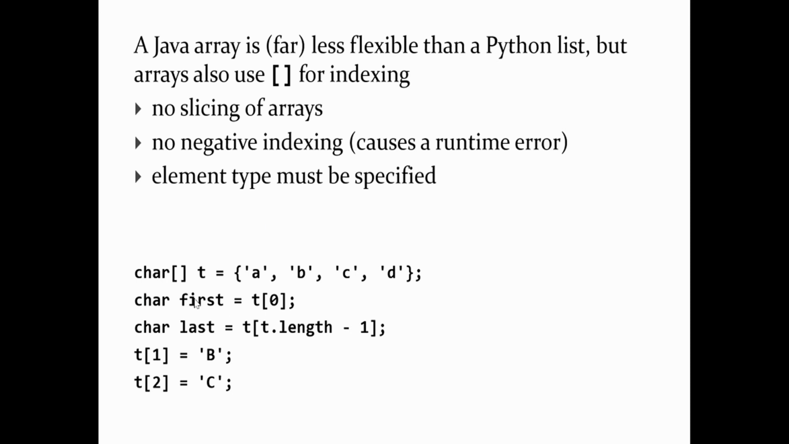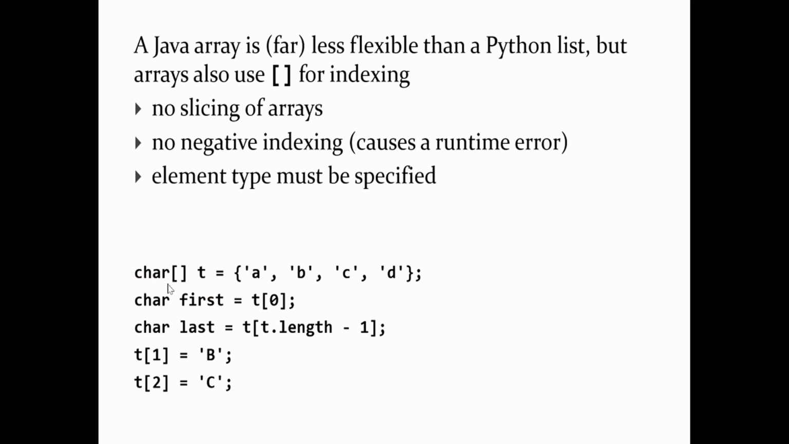So first example here: char square bracket t. That says that t is an array of char. Char is just the individual characters of a string in Java. I can use the squiggly brackets, the braces, when you initialize a list. So I can use these braces when I declare the array t.